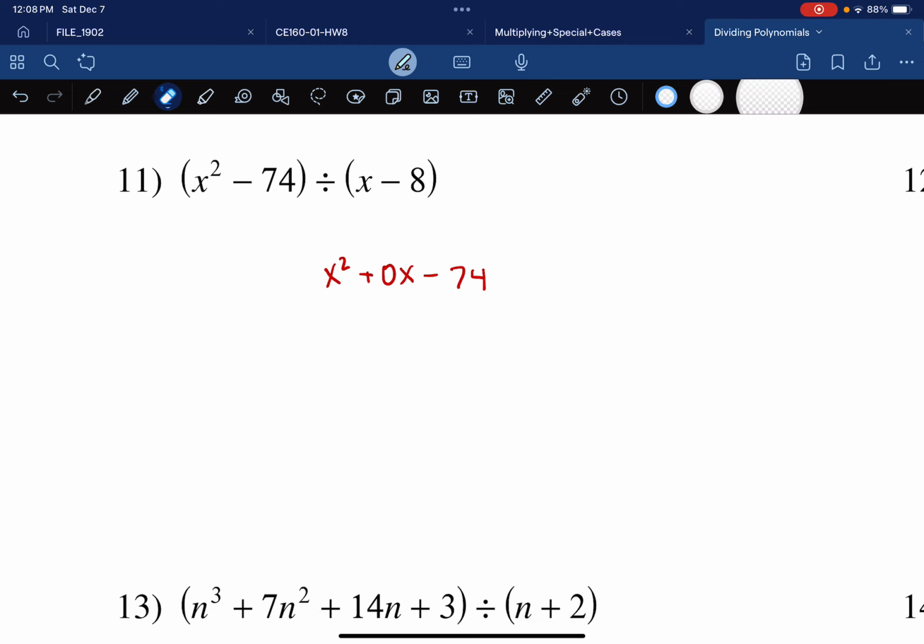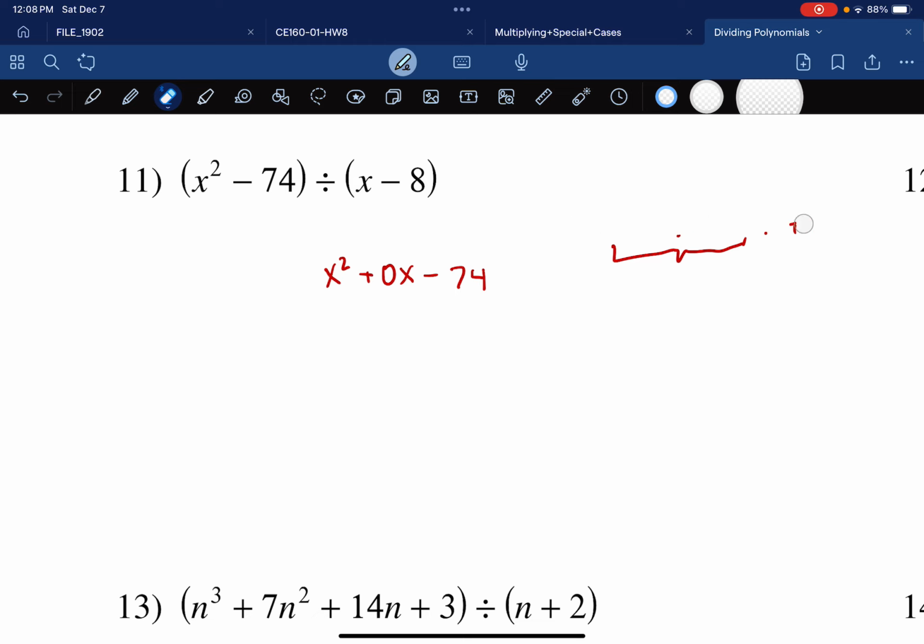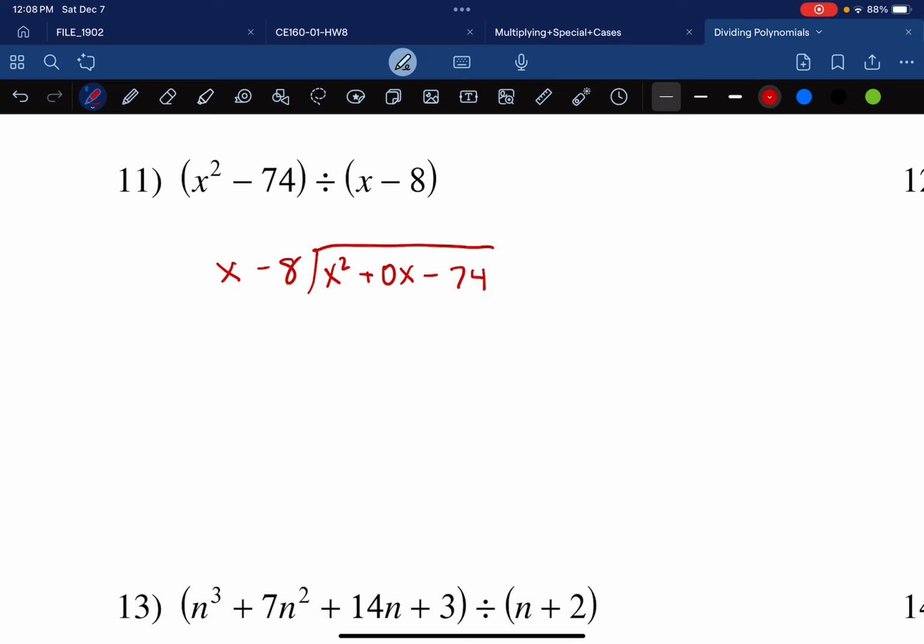So essentially, if we have x to the third minus 74, then we're going to have x to the third plus 0x squared plus 0x minus 74. So all of these missing descending orders need to be filled with placeholders of 0. I hope that makes sense, but you'll see why when we do it. Then we're going to divide by x minus 8.